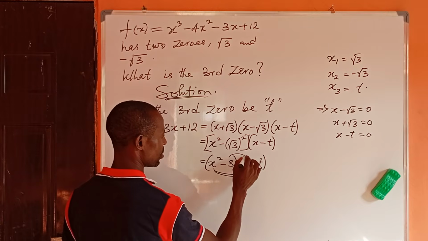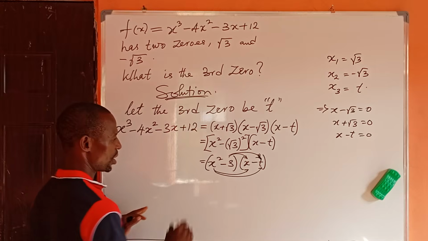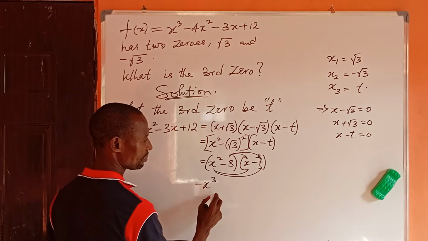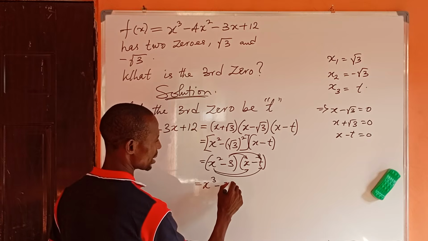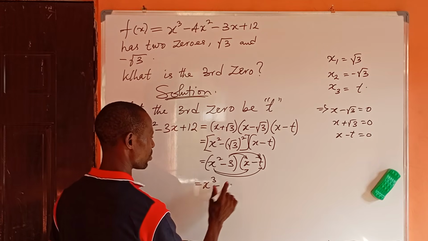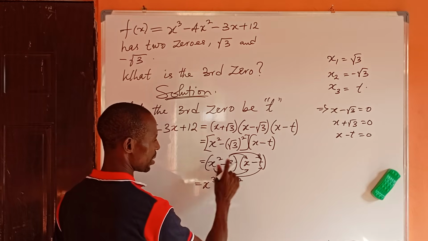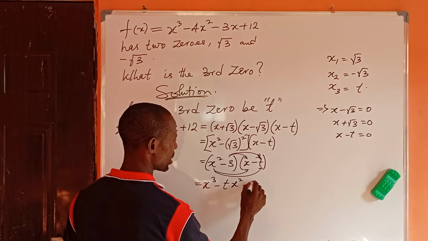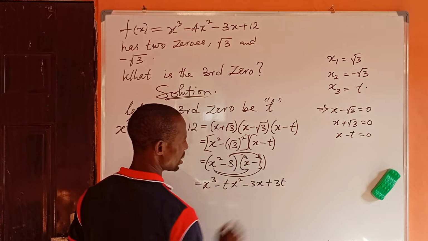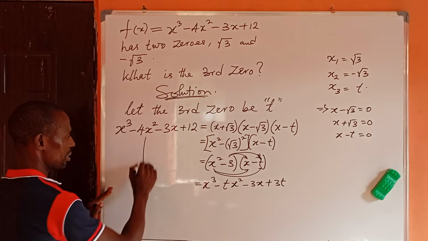Then we come to this, we use this times this, then we equally use this times this. So going on with that, this is going to give us x raised to the power of 3, then minus x raised to the power of 2. Or let's start with our t first. So this is going to give us t times x raised to the power of 2, then this will give us minus 3x, and this will give us plus 3t.